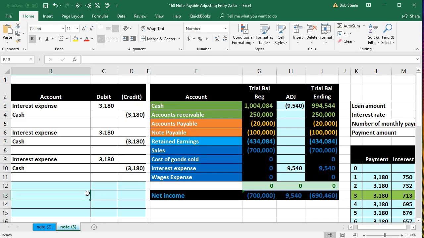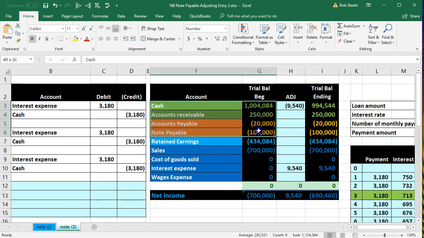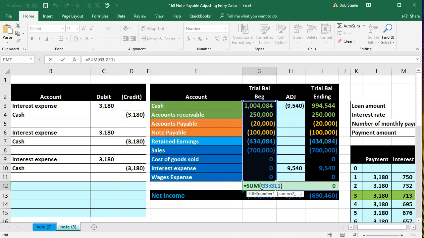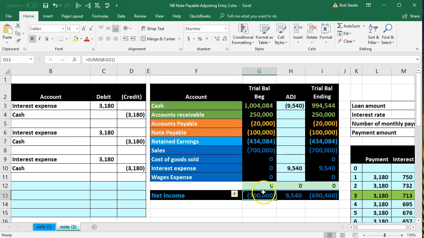We'll enter that journal entry in the general journal on the left and post it to the worksheet on the right, the worksheet in order: assets in green, liabilities in orange, equity in light blue, revenue and expenses in dark blue. We are in balance, debits equaling the credits, indicated by the green 0. Currently we have net income of $700,000, revenue minus expenses. And on this side, of course, after this adjustment, we've got the $690,460.